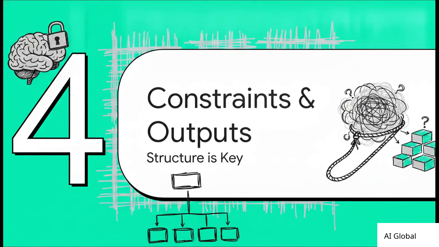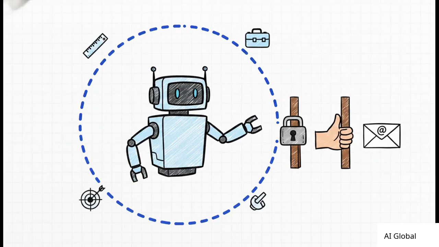Section 4, Constraints and Structured Outputs. Setting those boundaries is absolutely vital. A lot of people kind of assume that giving an AI total open-ended freedom yields the best results, but actually, scratch that. We really need to rein it in to get any sort of predictability.